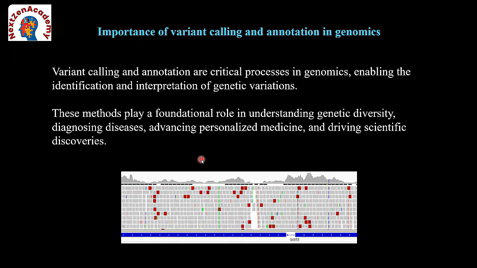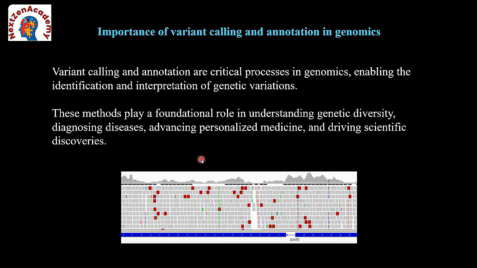That is what we are going to see today and tomorrow, with the continuity of what we are going to see. So, what is the main importance of calling the variants and annotating them?